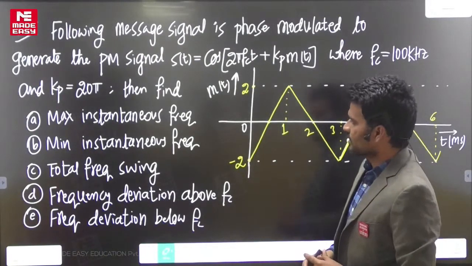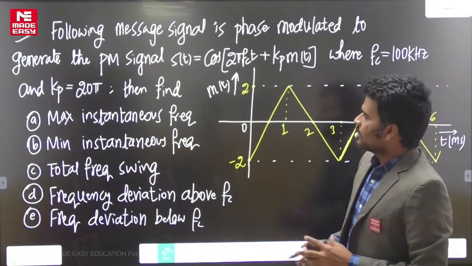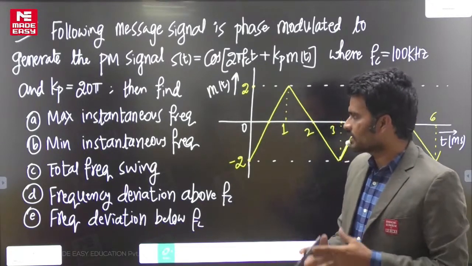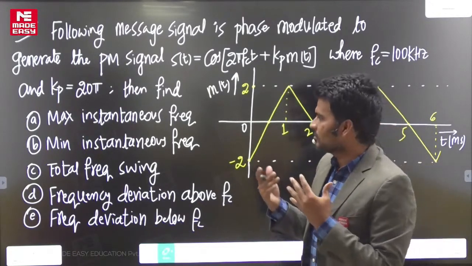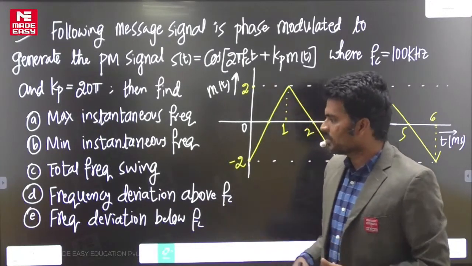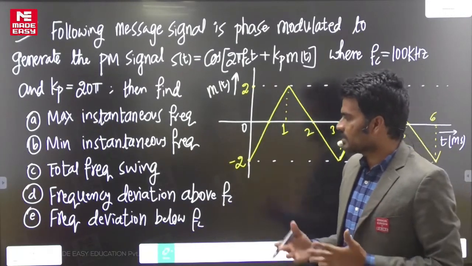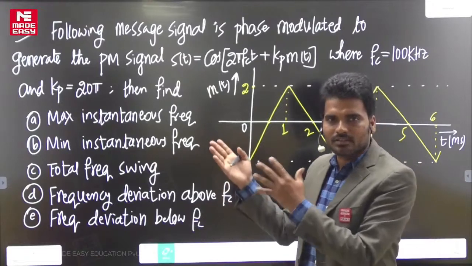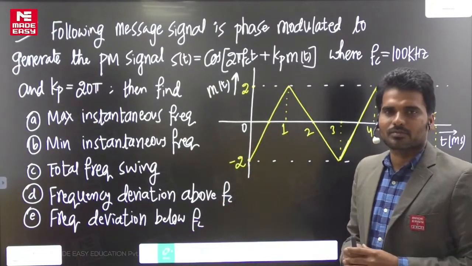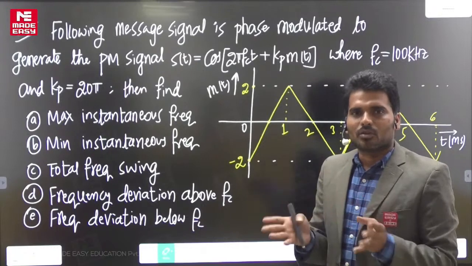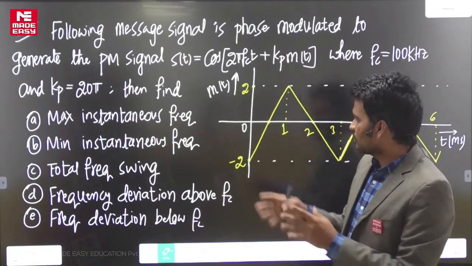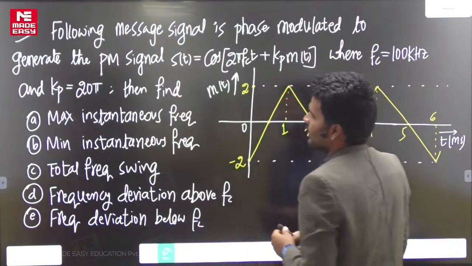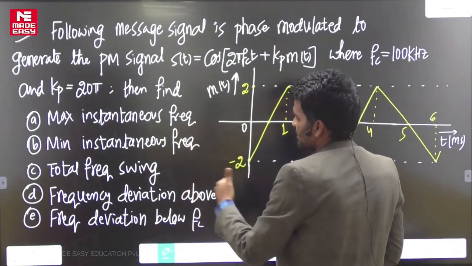If you see the next question here, this is about angle modulation, and most of the students generally ask me doubts about finding fi max, maximum instantaneous frequency, minimum instantaneous frequency, how to find the frequency deviation, total frequency swing. They are getting confused in getting these parameters. So I will try to overcome this confusion for you. I think your doubts will be clarified in finding these parameters from this question.